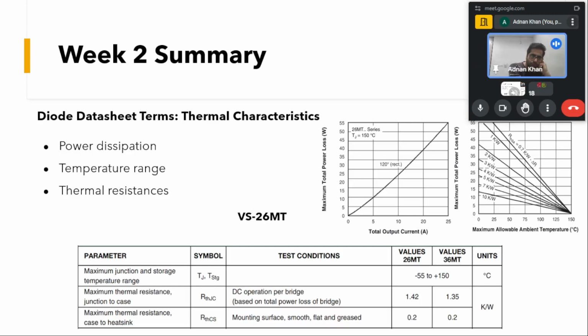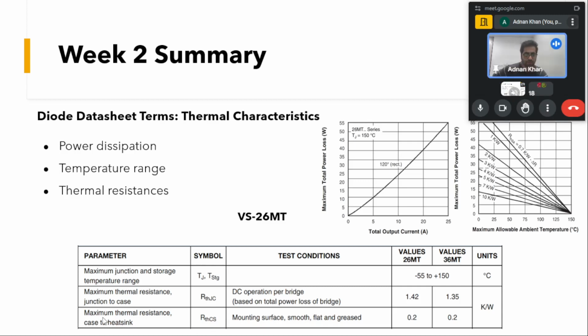If you can see for this diode, it is giving the maximum junction temperature range Tj, which can vary from -55 to 150 degrees. It is also giving the maximum thermal resistance between junction and case, RTJC, which is about 1.42 Kelvin per watt. That means if 1 watt is dissipated and flows from the junction to the case, there is a rise of 1.42 degrees centigrade or Kelvin. This is the maximum limit.